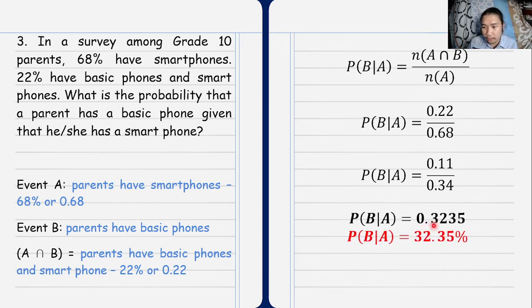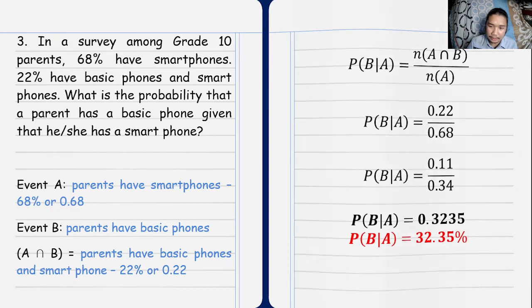Or pag divide natin yan, we will have 0.3235, and then pag times natin yan sa 100%, we will have 32.35%, and that is our final answer.